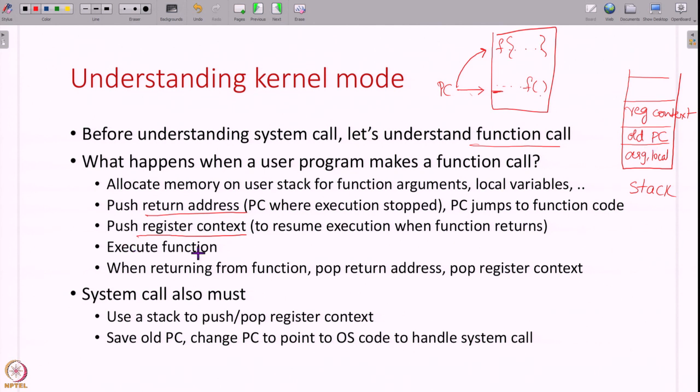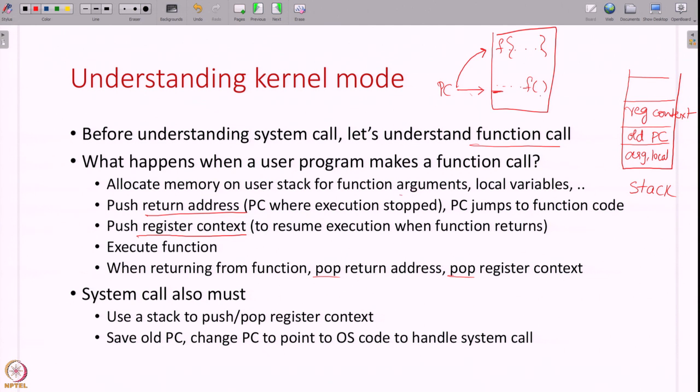And of course, you will execute the function, and after you return from the function, once again you will pop all of these things. You will restore the register context, you will pop the program counter so that things return back to the state they were before the function call was made, right? Now you continue execution after the function returns. So this is how a function call happens.